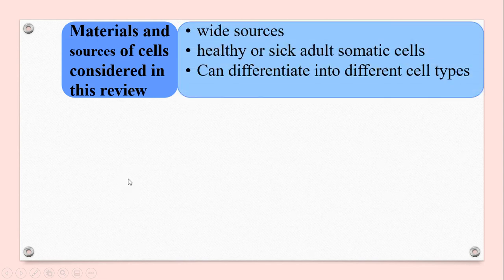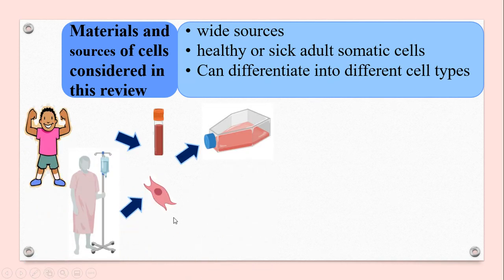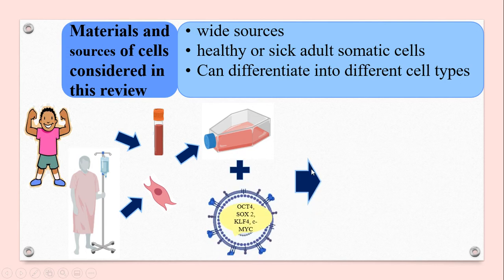Human-induced pluripotent stem cell is the source of cells considered in this review due to its wide possibilities. It can be derived from healthy or sick adult somatic cells, and it can differentiate into different cell types.